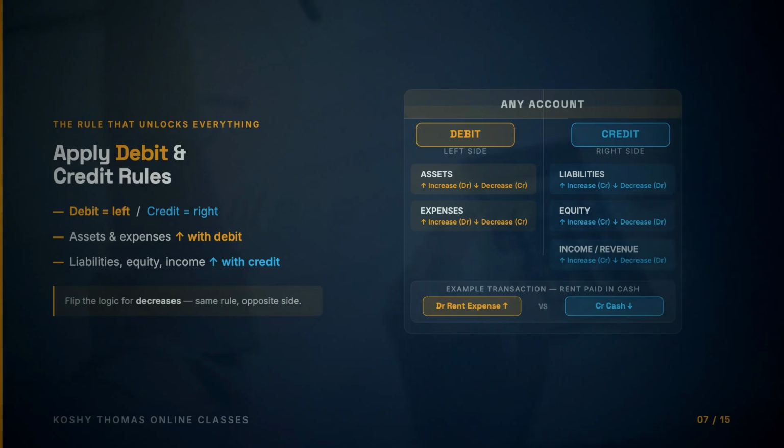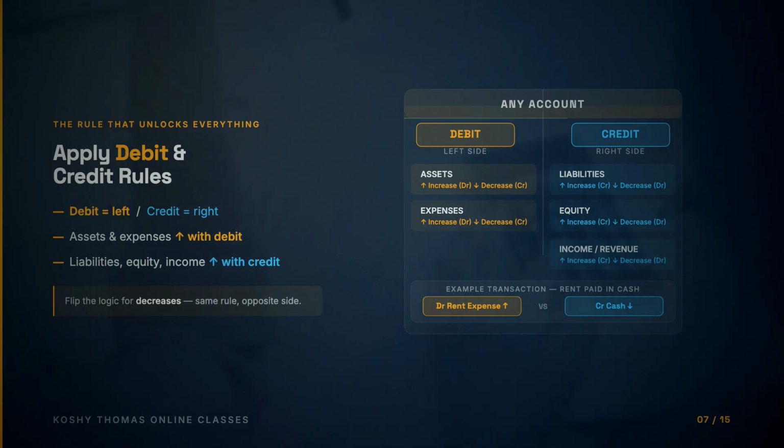Step 2. Apply the debit and credit rule. Here's the trick most textbooks bury. Debit simply means the left side of the entry. Credit means the right side. That's it. Now the rules: assets and expenses increase on the debit side. Liabilities, equity, and income increase on the credit side.